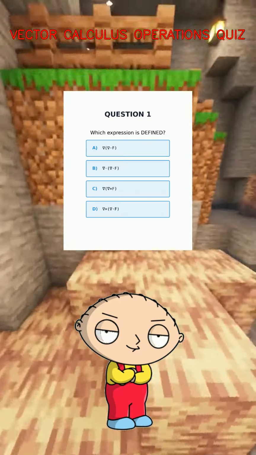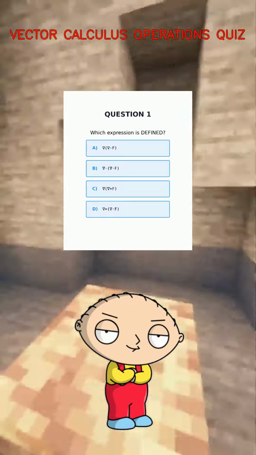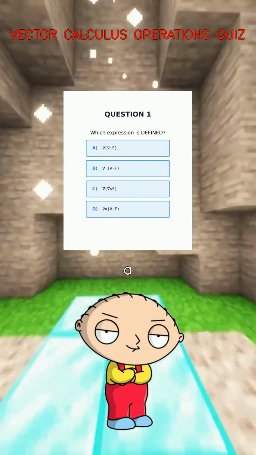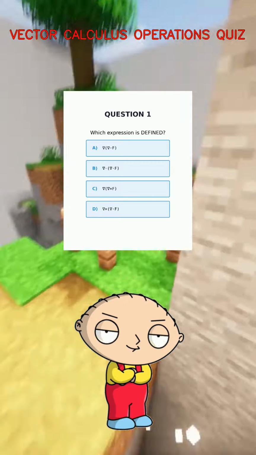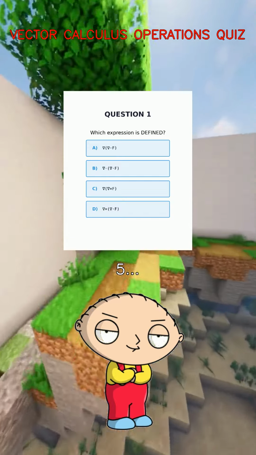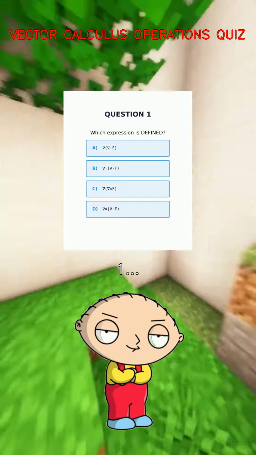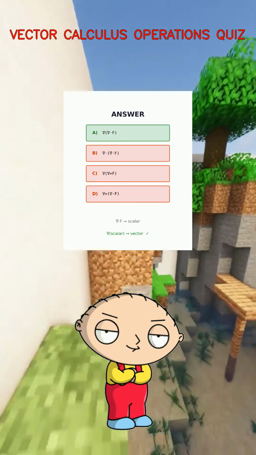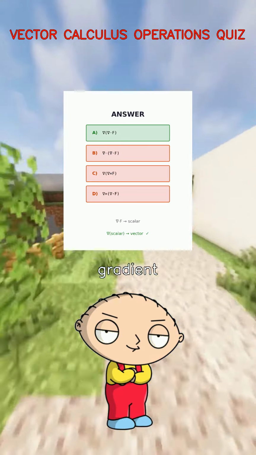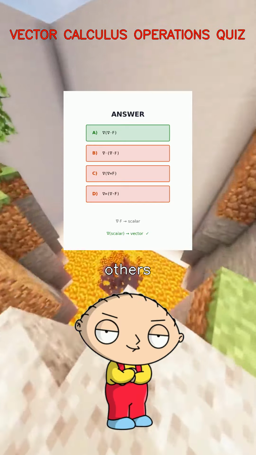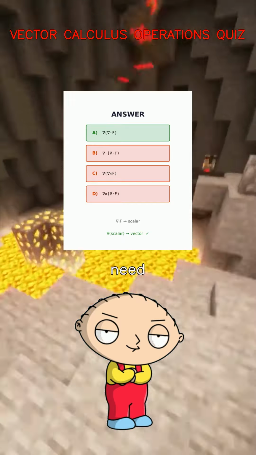Question 1. Which of these expressions is actually defined? Remember, divergence outputs a scalar. Gradient takes a scalar. Curl needs a vector. A gradient of divergence. Divergence gives you a scalar field, and gradient happily takes that scalar. The others try to feed scalars to operators that need vectors.